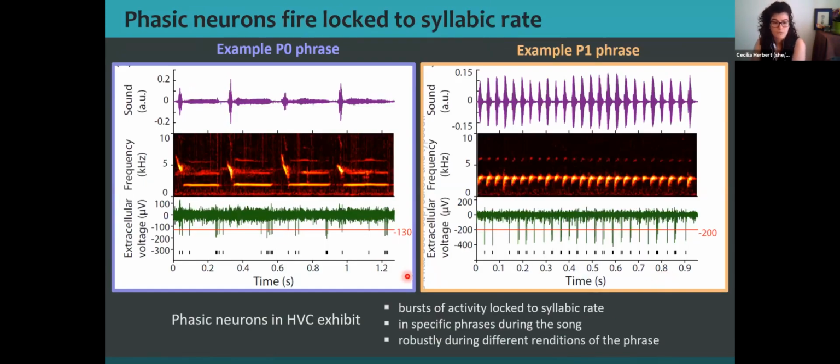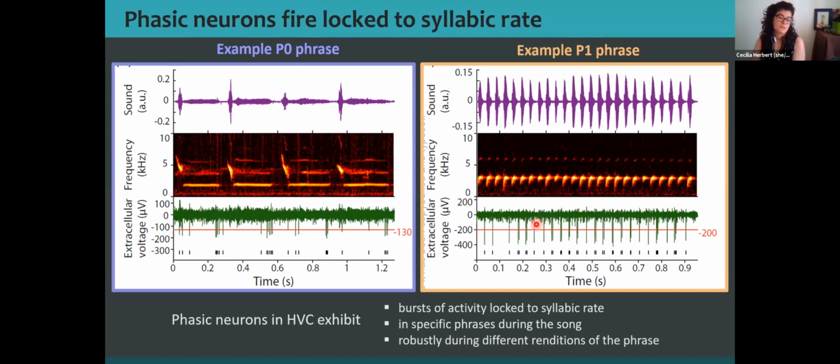So with this device, we recorded activity during song. Here you can see for a P0 phrase, the example sound pressure, the spectrogram associated with the song with the long whistles, and example activity for one neuron, an isolated neuron firing bursts correlated with behavior. These bursts are firing locked to syllabic rate, so once per syllable. And you can see this is the case in P1 syllables as well. So a different neuron, a different animal, firing locked to syllabic rate in another kind of phrase.